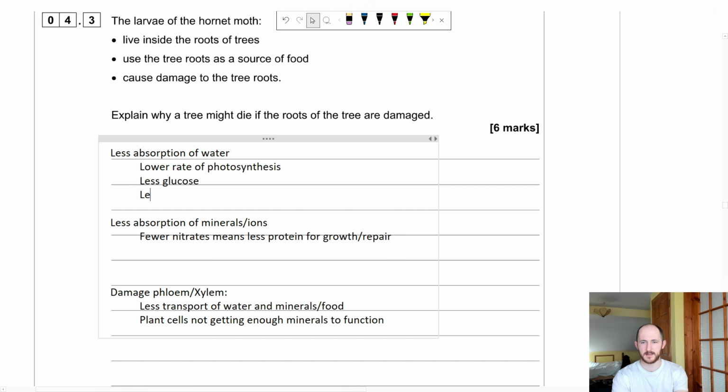Which means there's less energy released. So count out the points. Let's say 1, 2, 3, 4, 5, 6. There's 6 points, so I'm going to stop. But you can keep adding more and more points until you get to 6. So again, these 3, 4, 5, and 6. Just get 6 points and you're done. That is my number one piece of advice. There's no point in writing pages and pages and pages of stuff.